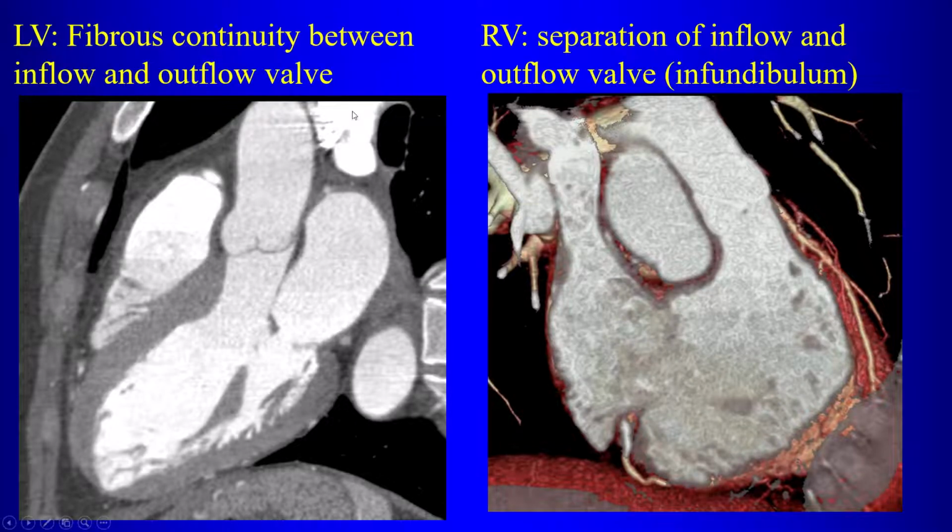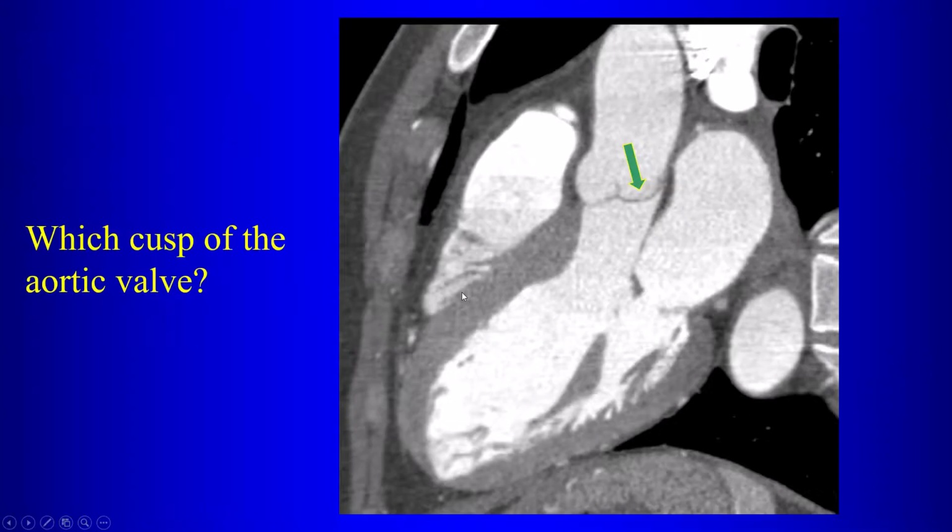When we compare the morphologic left ventricle with the right ventricle, for the left ventricle there is fibrous continuity: the anterior leaflet of the mitral valve takes you right to the aortic valve. For the right ventricle, we have separation of the inflow and the outflow valves, because of the infundibulum, the outflow tract of the right ventricle.